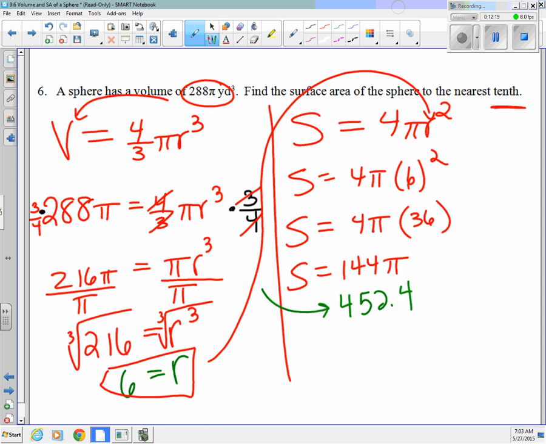And in this case, did they give us units for the volume? Yes. So yards cubed was my volume. So yards squared would be my final surface area.